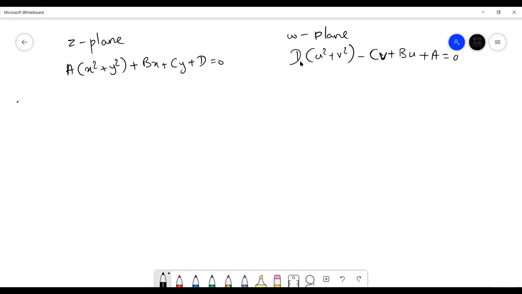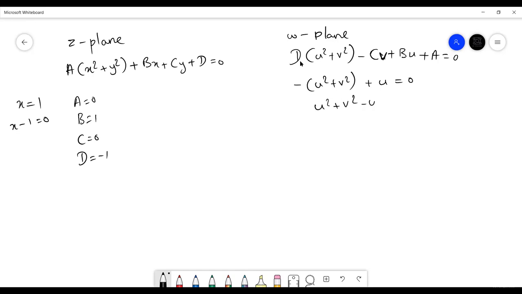The first thing they have said, x is equal to 1, right? So when x is equal to 1, you can simply find that a is 0, b is 1, c is 0, and d is minus 1, right? So you have to change this in this format, that's all. Now you can substitute all these things in this side. So in that case, minus (u² + v²) plus u is equal to 0, right? So here you can write u² + v² − u = 0.